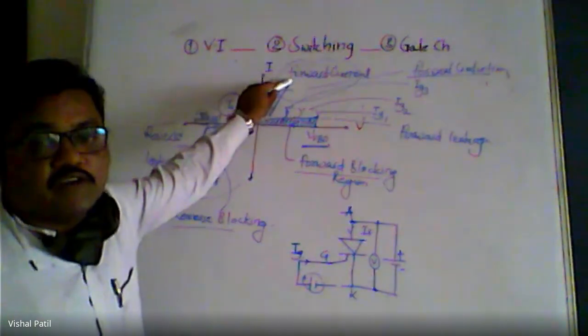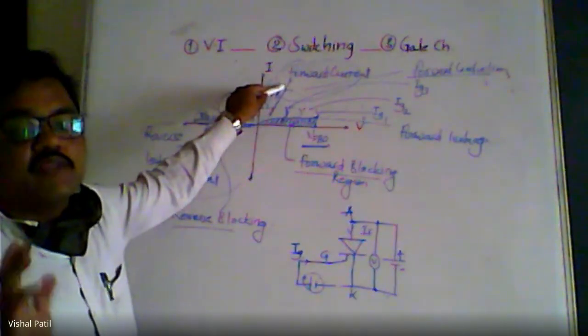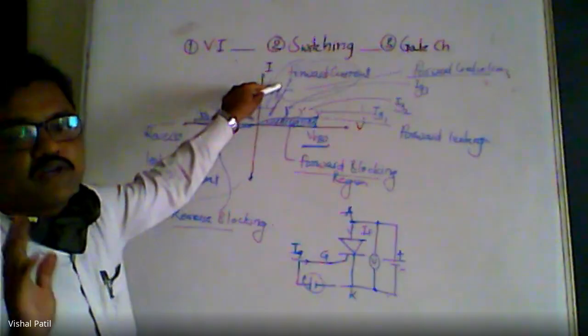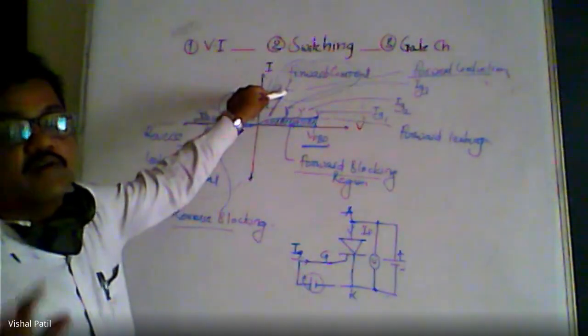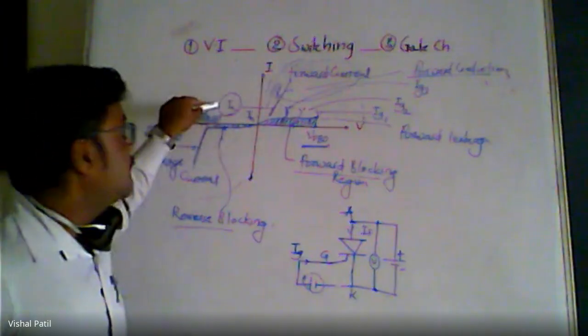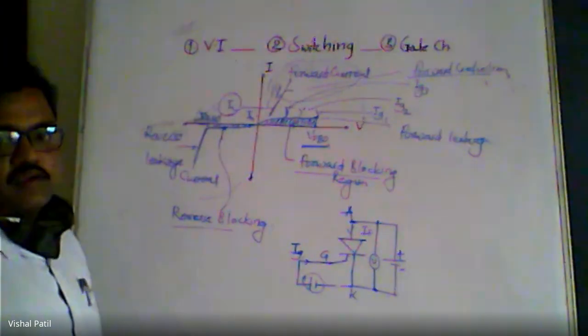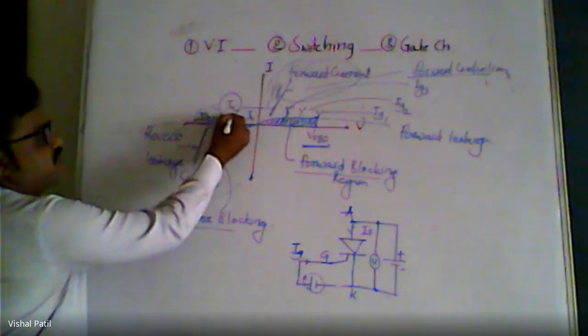So you may define latching current to be that minimum value of forward current at which the device is about to conduct, or the device will start to conduct. This value is latching current. Okay, so the first term is clear: latching current.